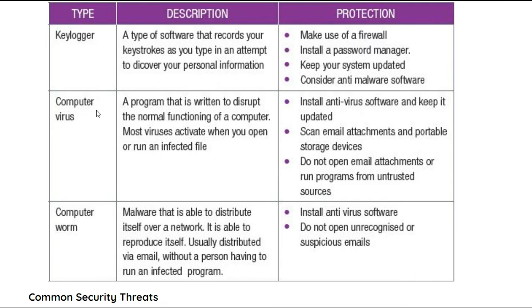How do we protect oneself against computer viruses? Well, install antivirus software, keep it updated, scan email attachments and portable storage devices before opening them. Do not open email attachments or run programs from untrusted sources. And protect yourself against computer worms, well, install antivirus software and don't open unrecognized or suspicious emails.